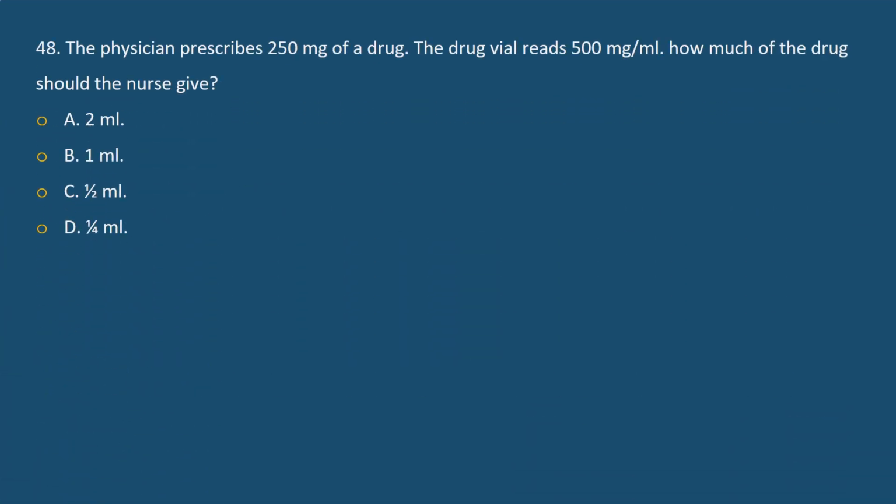Question 48. The physician prescribes 250 milligrams of a drug. The drug vial reads 500 milligrams per milliliter. How much of the drug should the nurse give? A. 2 milliliters. B. 1 milliliter. C. 0.5 milliliter. D. 1.4 milliliters.